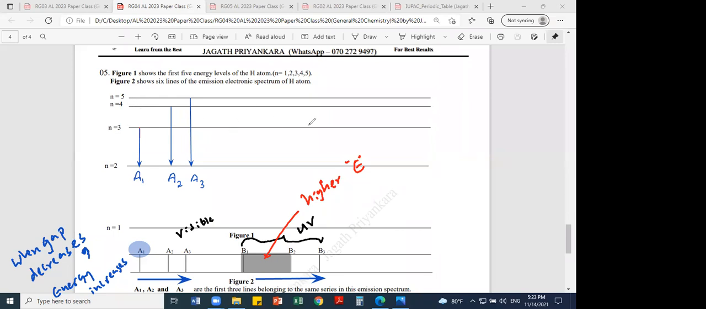Then B1 to B3, how to draw the lines? Now this is UV, because how did we decide the first series is visible and the second series is UV? Because the A1 to A2 gap is less than the B1 to B3 gap. B1 to B3 gap is more, which means what? That series has higher energy. So I'll use a different color for that.